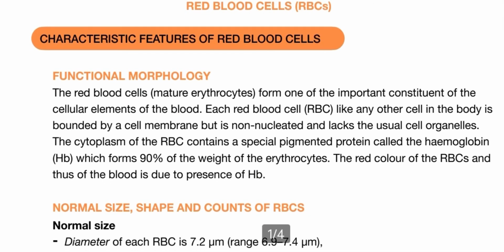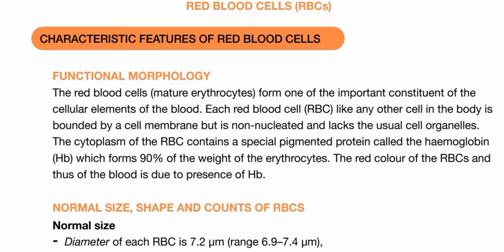Functional morphology. The red blood cells, that is mature erythrocytes, form one of the important constituents of the cellular elements of the blood. Each RBC, like any other cell in the body, is bounded by a cell membrane but is non-nucleated and lacks the usual cell organelles. In RBCs there is no nucleus but it is bounded by a cell membrane, and it also does not have the cell organelles as in the usual cells.